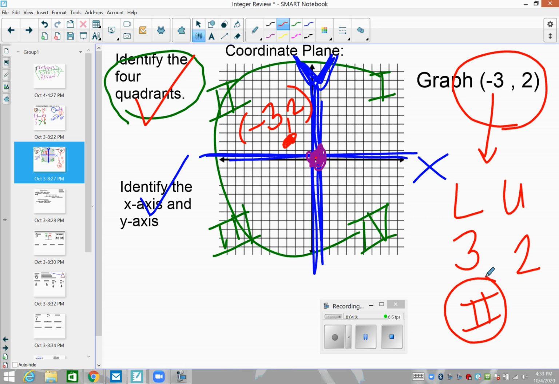Again, this is a review assignment, so I'm not doing a whole lot of instruction. It's just more of review. If you want to go back just to that coordinate plane lesson, that would be a good idea to do that if you need to do a whole lesson on that.